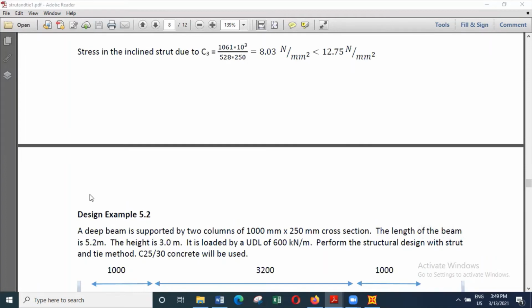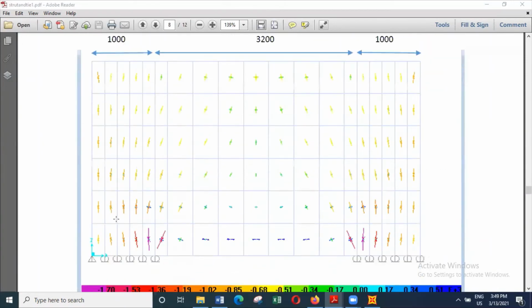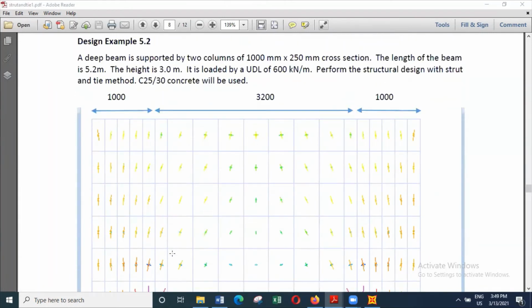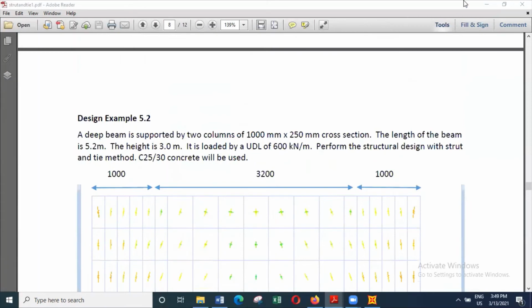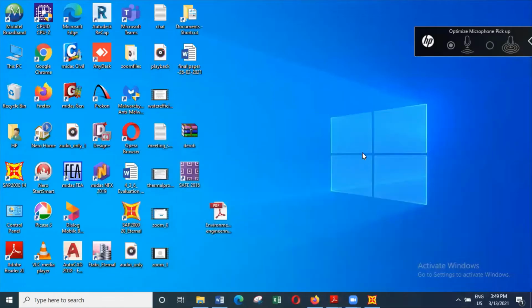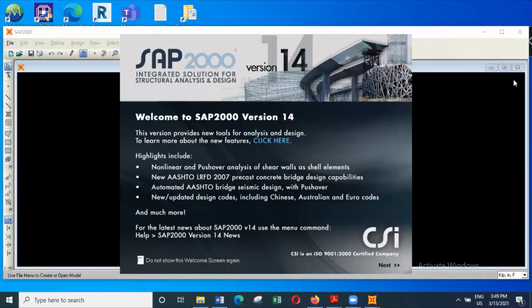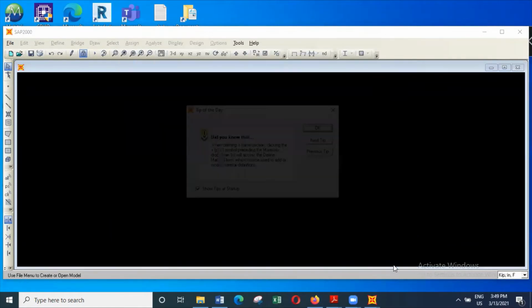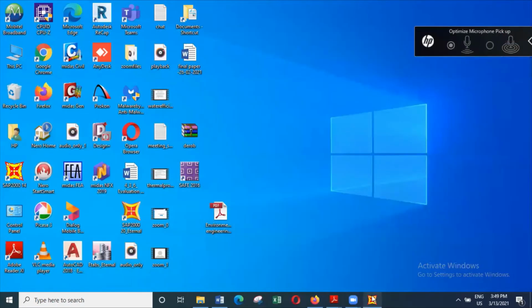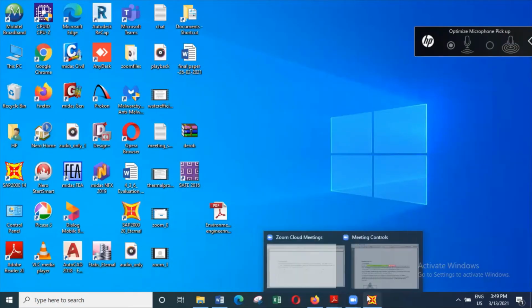So the next one is the same example where we are going to have wide supports. For this, I will just create this FEM model so that after the break we can look at the problem. So very quickly, I will create the FEM model. I'll make use of a new model.